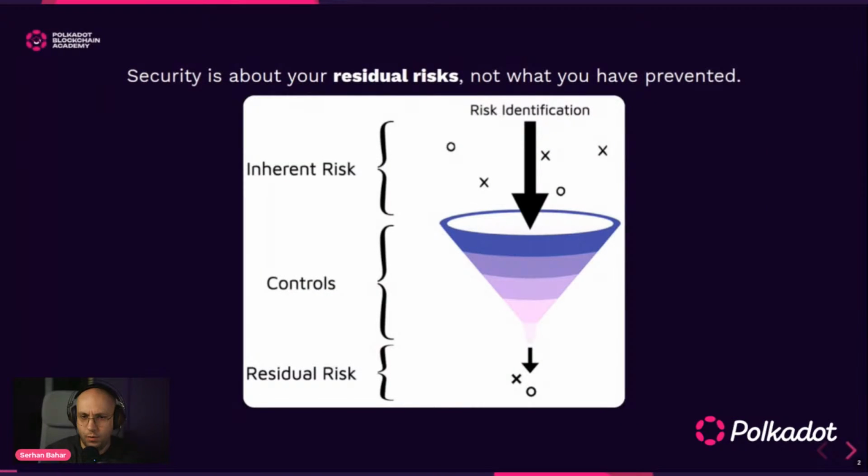What about the second one? Security is about your residual risks, not what you have prevented. Because in the wild, hackers don't care about what you have prevented so far. It's only about what you couldn't prevent or what you missed. Residual risks mean the remaining part of the risks after you have done everything for security. So as a reminder, we have two things: adequate security and residual risks.